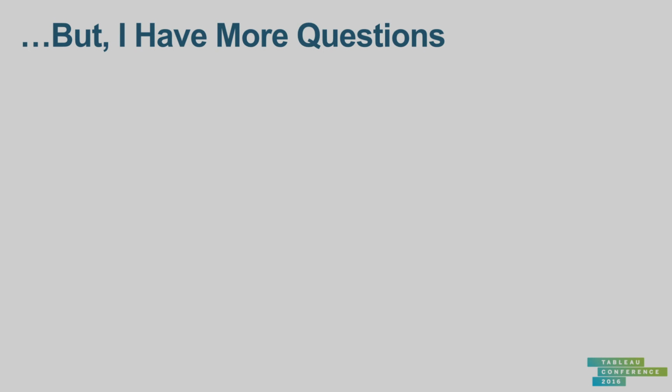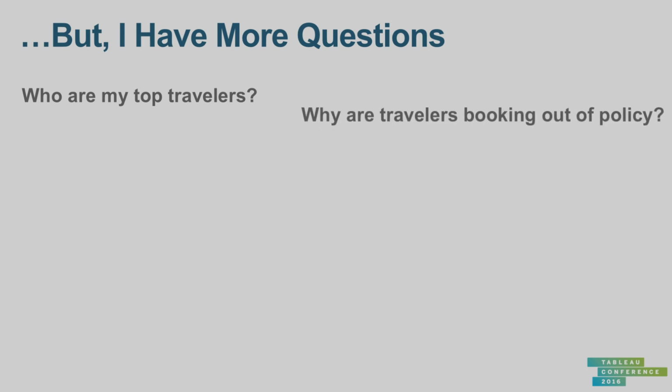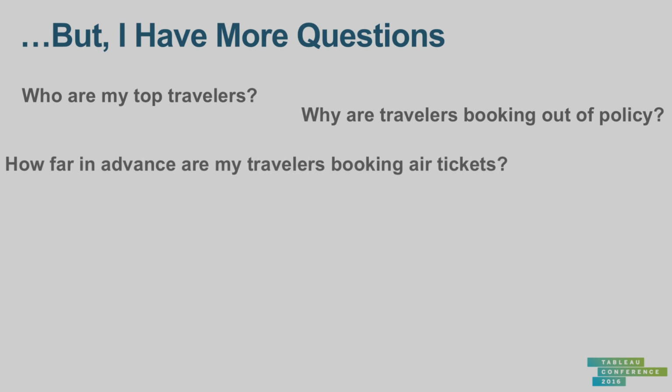Okay. So I have some already here for you. So who are my top travelers? Are my travelers booking out of policy? Because out of policy is going to cost your organization more money. How far in advance are they booking those airline tickets? If you can get your employees to be 14 days or more, you're going to save a lot of money in your organization. And then who are your top vendors?